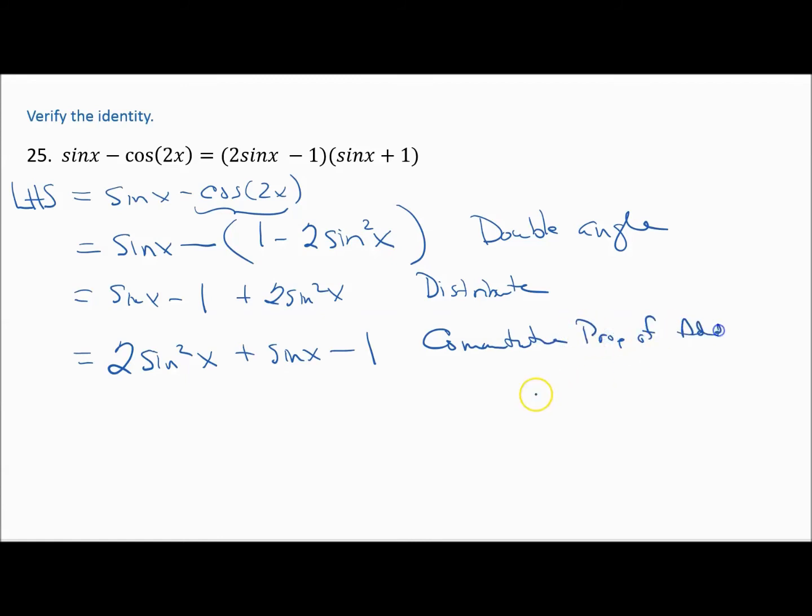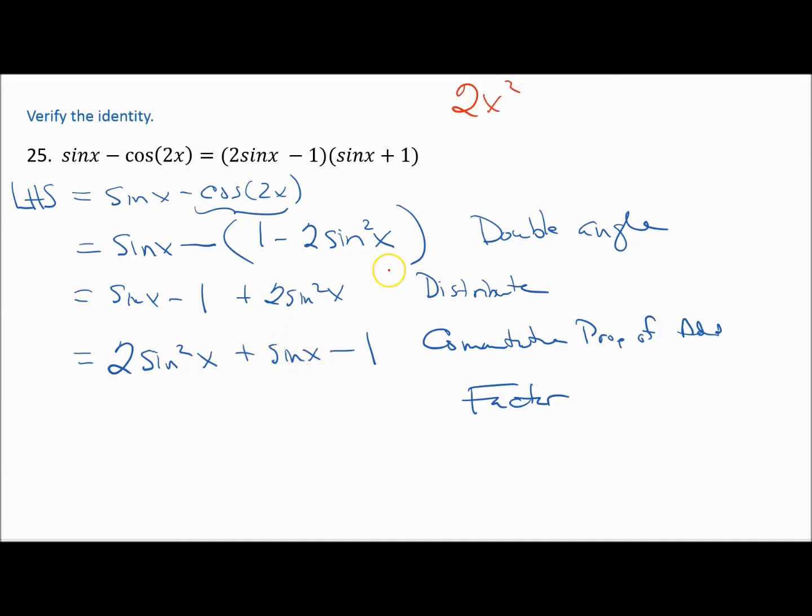Now the next thing I'm going to do is factor. But now how do I know what it factors into? Don't look at your final answer and just hope that's right. You need to be confident that you're factoring this correctly. So what this is like, this is a trinomial. You're not used to seeing them with trig functions in there. So think about this as 2, and this is just x squared.